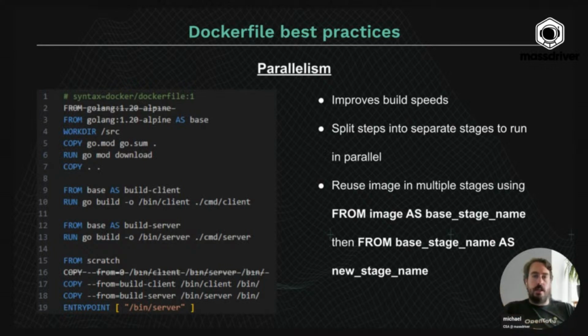In this updated Dockerfile here, we've split the binary building steps into separate stages, lines 9 through 14. By doing this, Docker can build the client and the server binaries simultaneously in parallel. In the final stage, lines 16 through 19, we copy the binaries from their respective build stages into the minimal scratch image. By splitting the builds into multiple stages and reusing the base image, Docker can optimize and run the stages in parallel, significantly improving build times. This approach ensures that both binaries are built at the same time, speeding up the entire process.